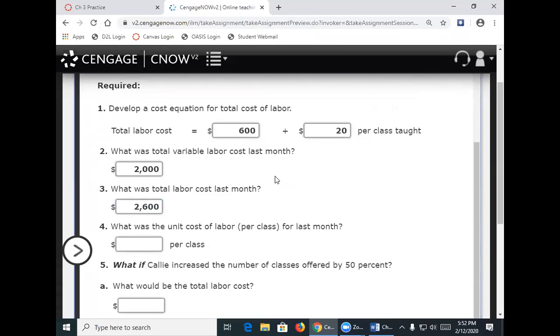Well, we start simple, right? So this one's nice and simple. So we know our total cost is $2,600 for the month. Okay. And then it asks, what was the unit cost of labor per class for last month? 26. Very good. So you took the total cost of 2,600 divided by 100 classes. We taught 100 classes. So our unit cost of labor per class is $26.